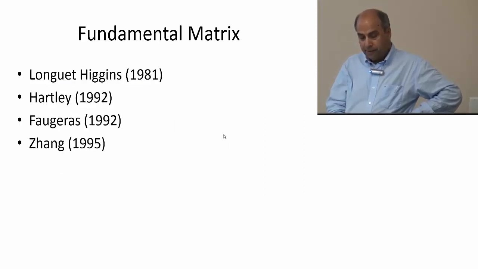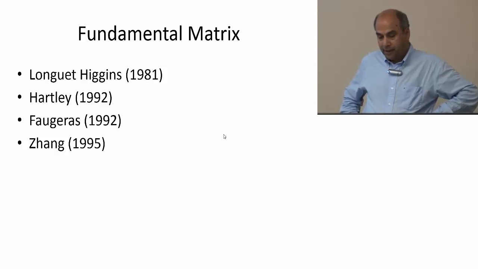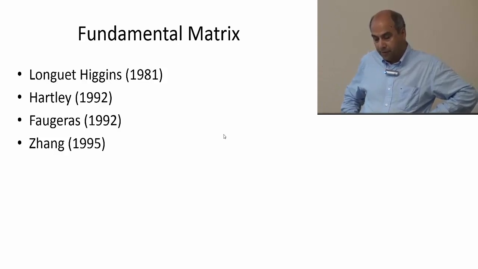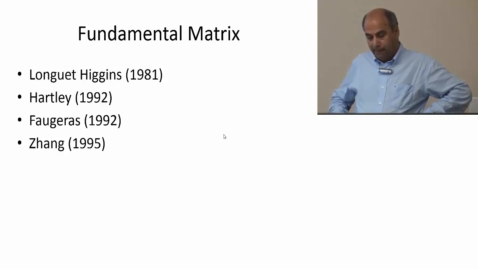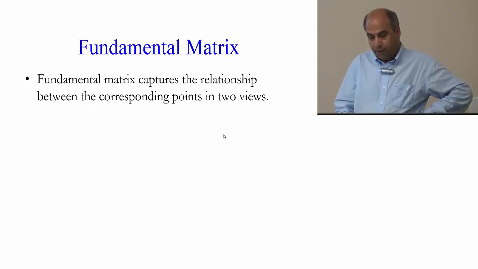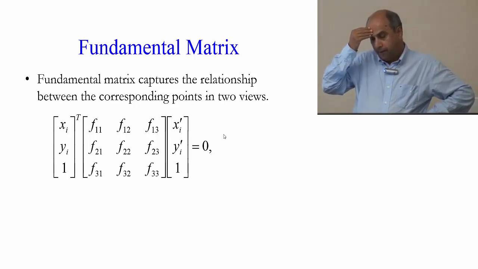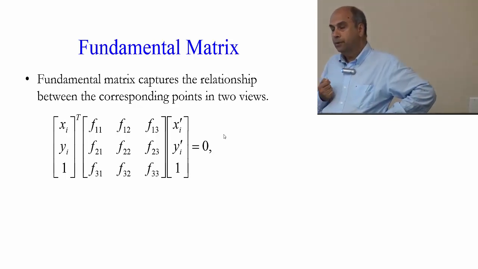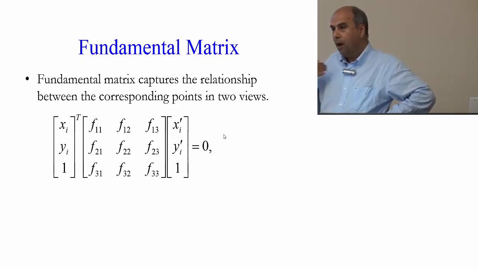So that's fine. This is the history, as I told you: Longuet-Higgins came up with the essential matrix in '81. In '92, Hartley and Faugeras simultaneously published papers in different conferences about the fundamental matrix, and Zhengyou Zhang, who's right now at Microsoft, came up with the robust estimation of the fundamental matrix. Okay. So the fundamental matrix captures the relation between corresponding points in 2 views. We have derived it now, and we want to know how to compute it, given 2 images.